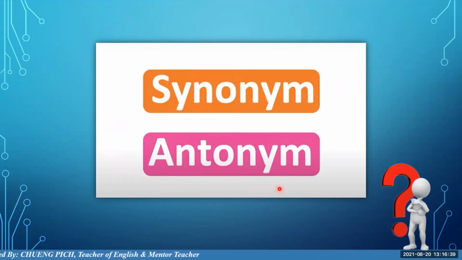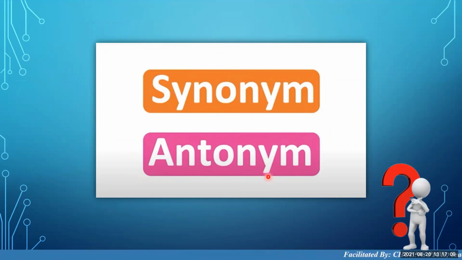And an antonym is a word that has the opposite or different meaning of another word. So let me give you an example of a synonym. For example, like big, we can say this is a big house, this is a huge house.